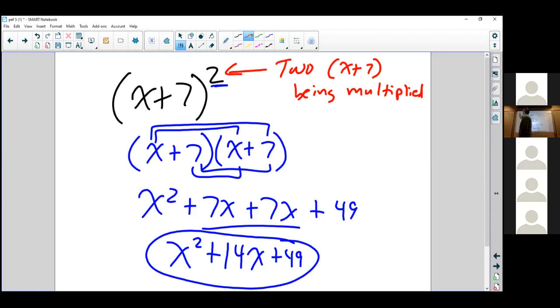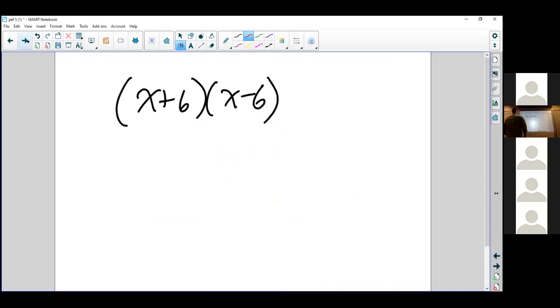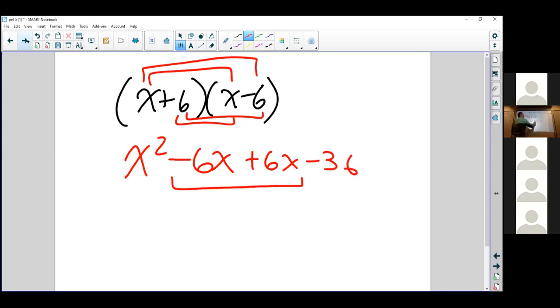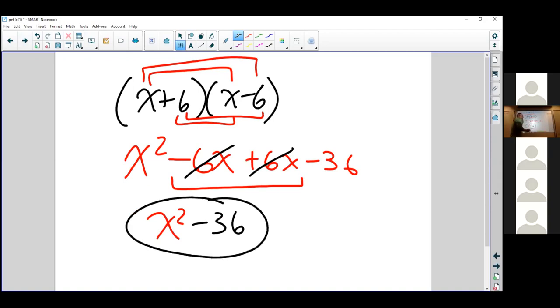All right, I'm going to move on. All right, so then we get this one. It looks very similar to what we've been doing. So I get x times x is x squared. Outside is going to give me negative 6x. Inside is going to give me positive 6x. And then the last terms will give me negative 36. These are like terms. They are opposite values. So these cancel each other out. So you just wind up with x squared minus 36.